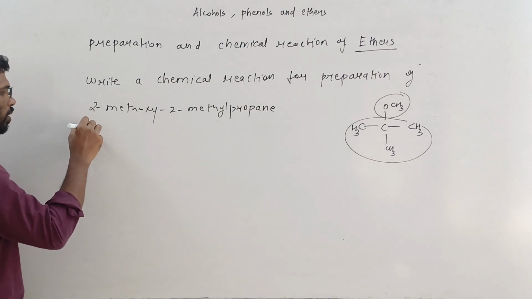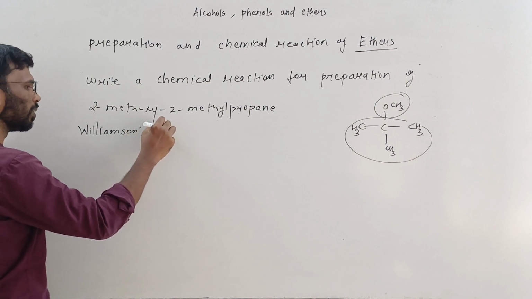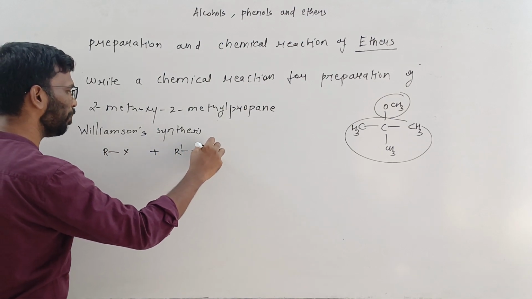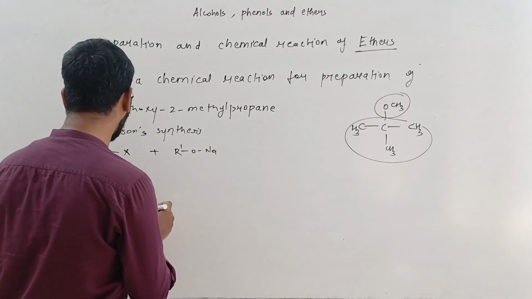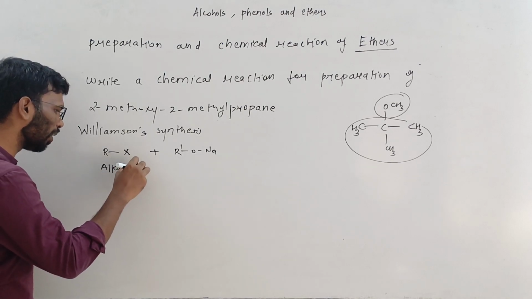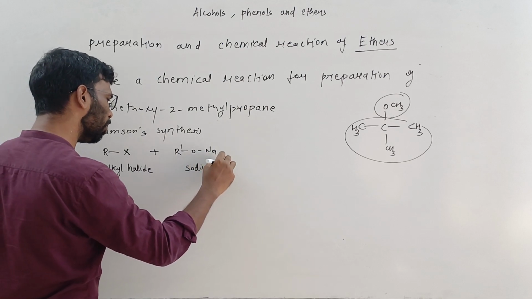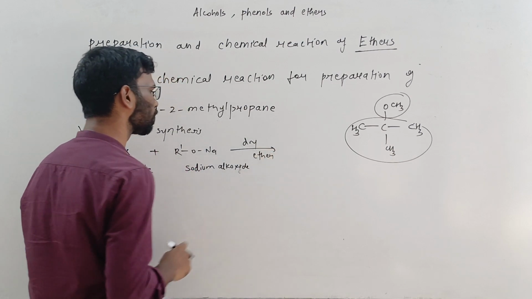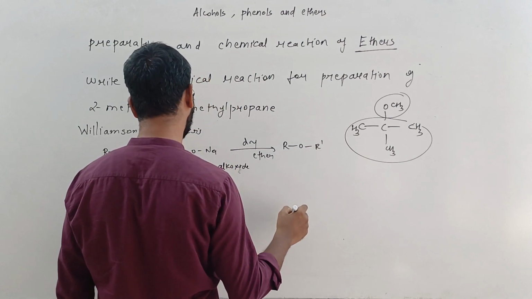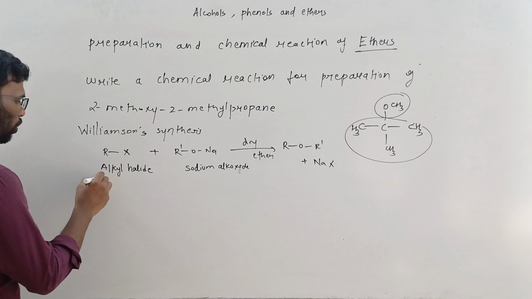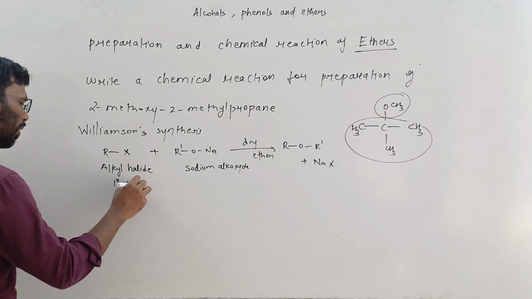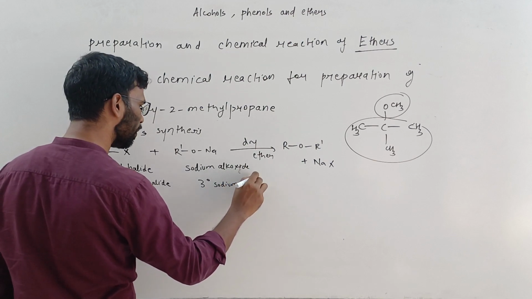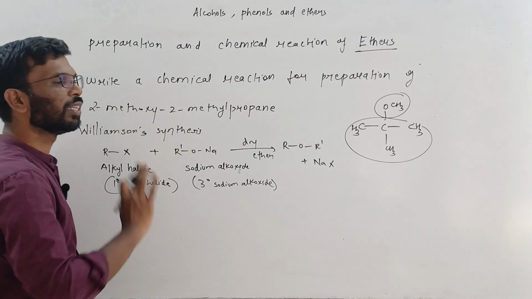So the general reaction of the Williamson synthesis is this: alkyl halide plus R dash ONa, where this R and this R may or may not be the same. This is the alkyl halide, this is the sodium alkoxide, in the presence of dry ether. What we get is R-O-R dash plus NaX, provided this is a primary alkyl halide and this is a tertiary sodium alkoxide. These are the conditions. If it is opposite, the elimination reaction is going to take place.